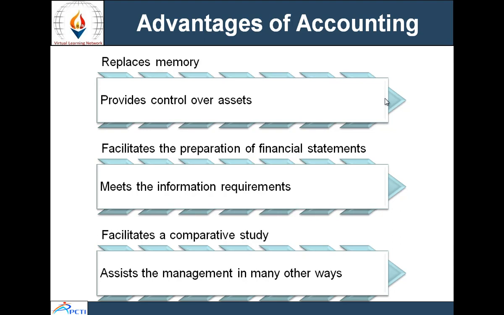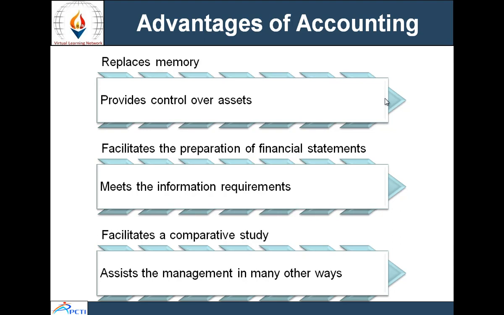Number 5, it facilitates comparative studies. With the help of accounting information, one can compare the present performance of the enterprise with that of its past and with that of similar organizations. This enables the management to draw useful conclusions about the business and make efforts to improve the performance.